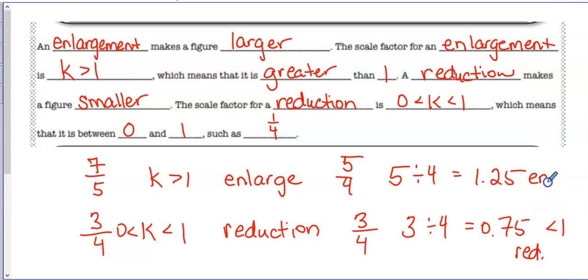This is an enlargement. So even though you have a fraction, I don't want you to look for fractions and think, oh, that's a reduction, because that's not how it works. It is a number that is greater than 1 or it's between 0 and 1. So these are a couple different ways that you can double check yourself when you're trying to figure out whether it's an enlargement or a reduction.